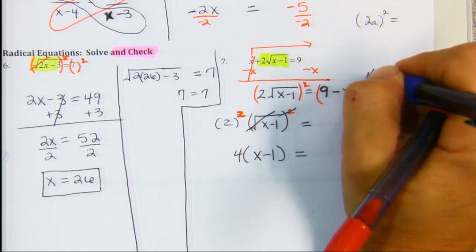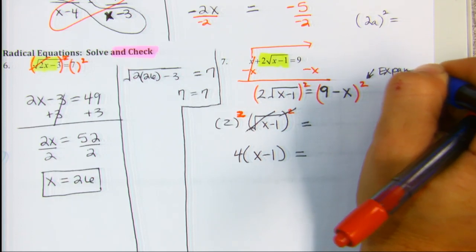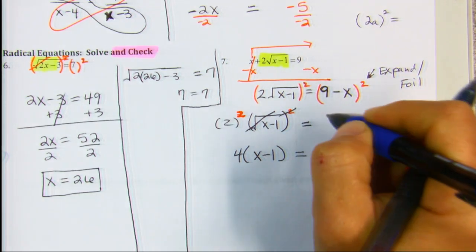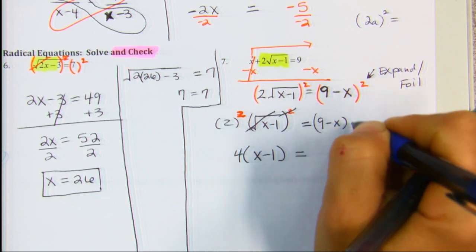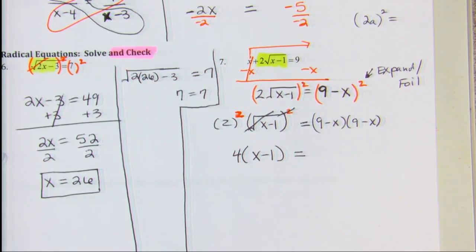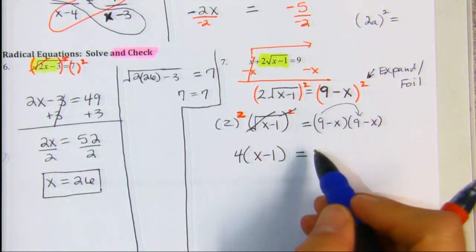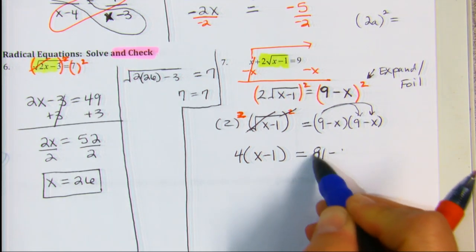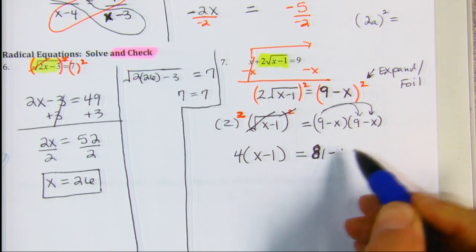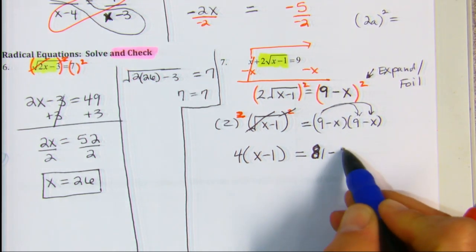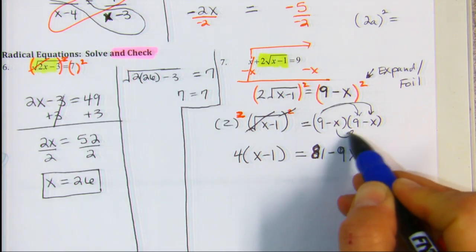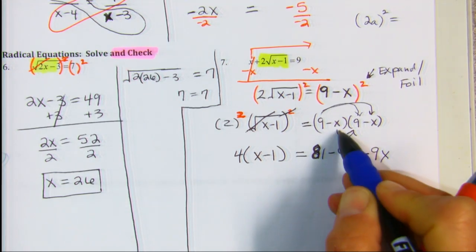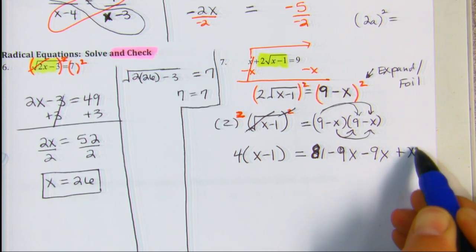Because this is a binomial squared here, we're going to need to expand it, or you might think FOIL this, so we need to write it twice, 9 minus x times 9 minus x. So we're just going to go through our FOIL steps. 9 times 9 is 81. 9 times negative x is negative 9x. Negative x times 9 is a negative 9x. And a negative times a negative makes that a positive x squared.